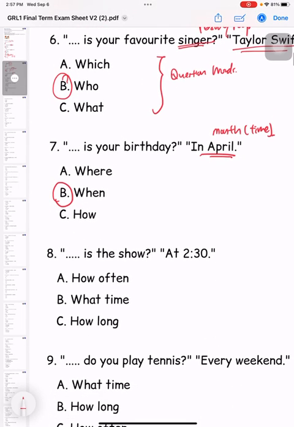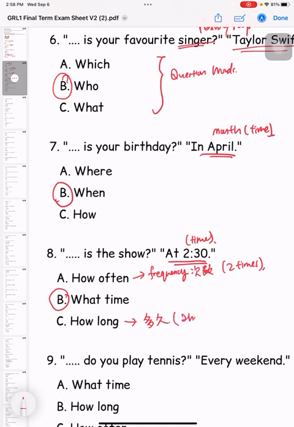Okay, so number 8 is the show at 2:30. Okay, 2:30. So 2:30 is the time. So which one is the time? What time. Okay. How often is asking about the frequency. Frequency means 次数。你去过那个多少次? Maybe it will be like 2 times, I've been there. Okay. How long is 多久? So for example, how long is the show? 2 hours. Or for example, 50 minutes. So it's talking about how long it is.